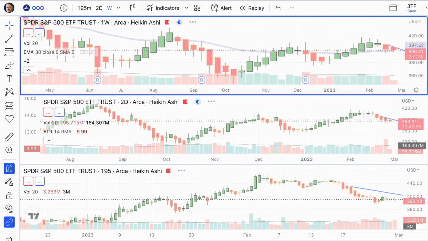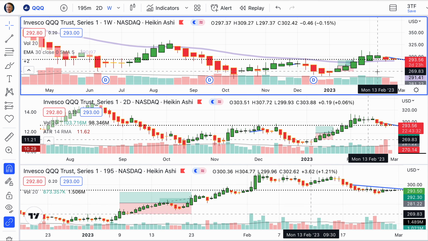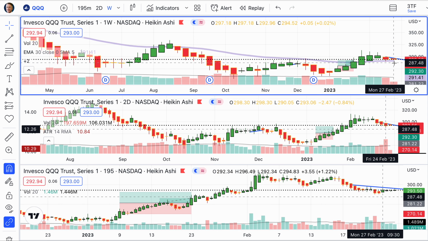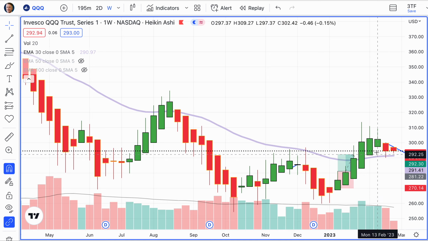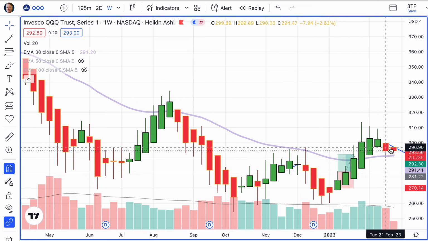What about the Qs? Well, on the NASDAQ 100, we can see that it was down 0.13%. Now, again, much smaller candle here. We can, again, toggle and zoom in on this. We're not reaching the low of the prior week. We've got that 30 EMA, exponential moving average. Is that going to act like any kind of floor here? We don't know yet. We'll see as we move through the week.